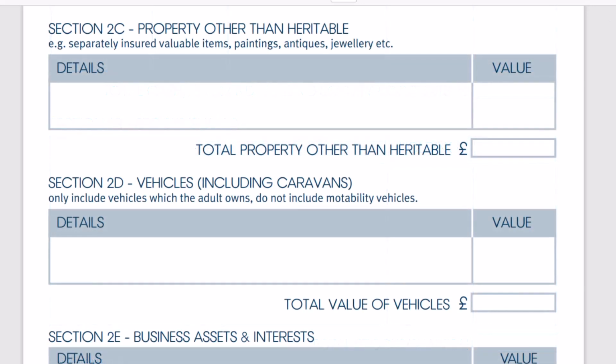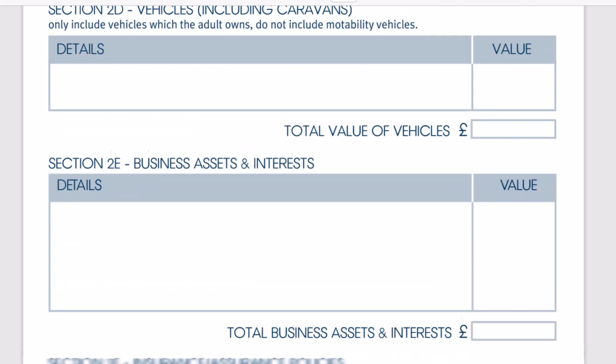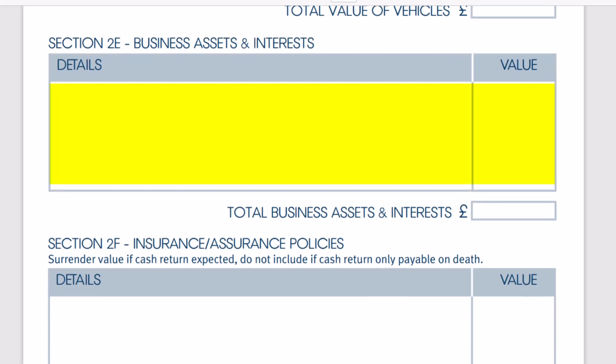In section 2C, you can give details on any other valuable items owned by the adult. Generally, we'd ask that you keep a record here of any items that are individually insured. Let us know if there are any individual items that you think there should be a record of. In section 2D, let us know if the adult owns a vehicle and its estimated value. Don't include any vehicles here that were obtained through the Moveable scheme. In section 2E, let us know if the adult owns a share in a business. Again, the details and the value at the start of your appointment should be provided.